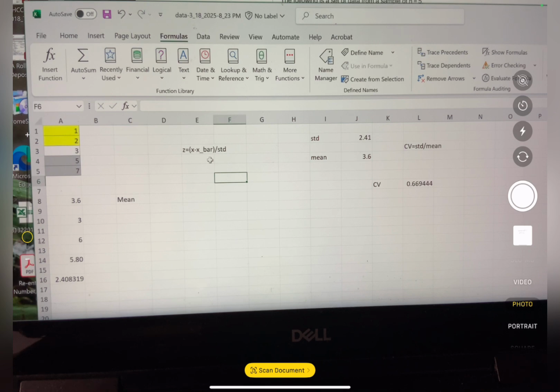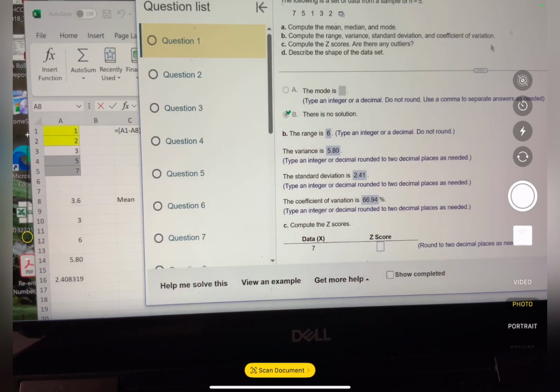All right, so let's write down the equal sign, parentheses. My x's, the first one is 1. Okay, and then minus x bar is here, 3.6, A8, divided by standard deviation. Which one was standard deviation? Let's look here. 2.41.